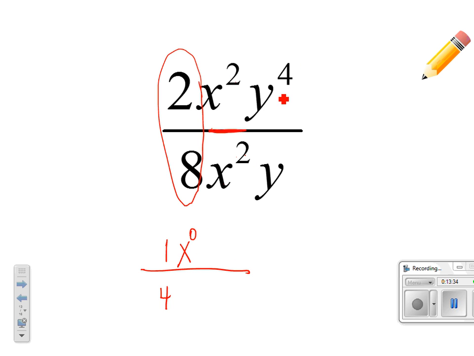I can do that with my y's as well. This y has a 1. 4 minus 1 is 3. Okay, so I have 1 x to the 0, y to the 3rd over 4. X to the 0 is always 1, and 1 times 1 would be 1, y to the 3rd over 4.